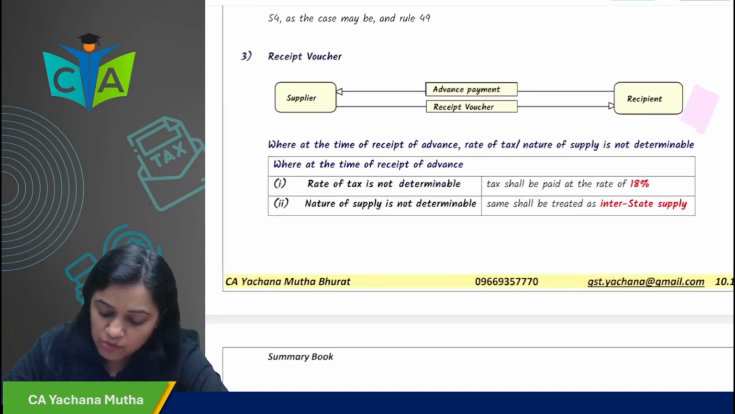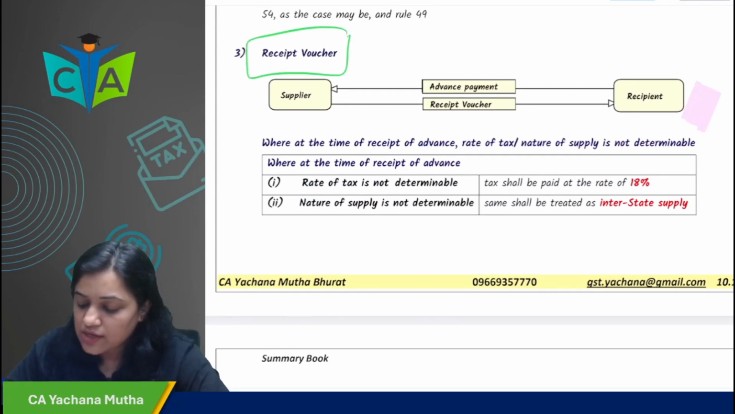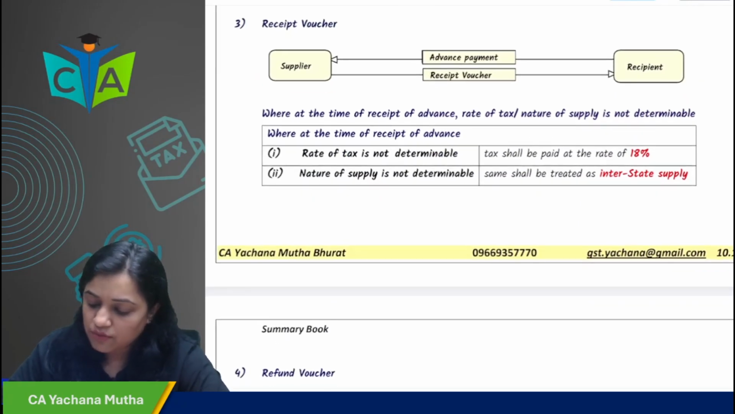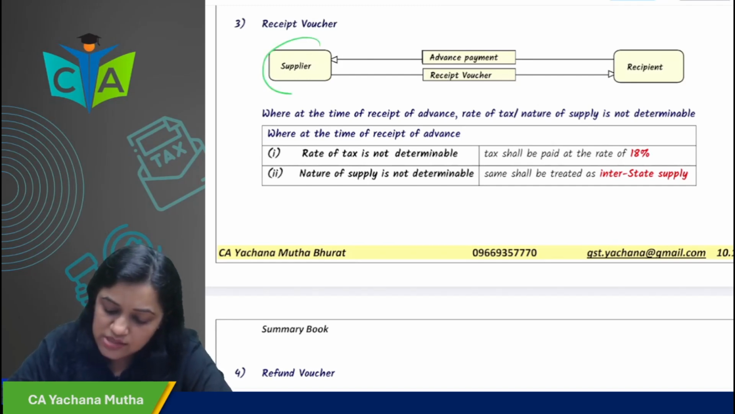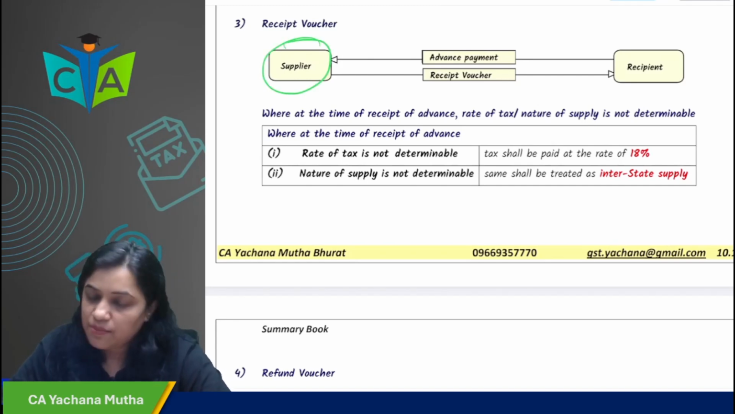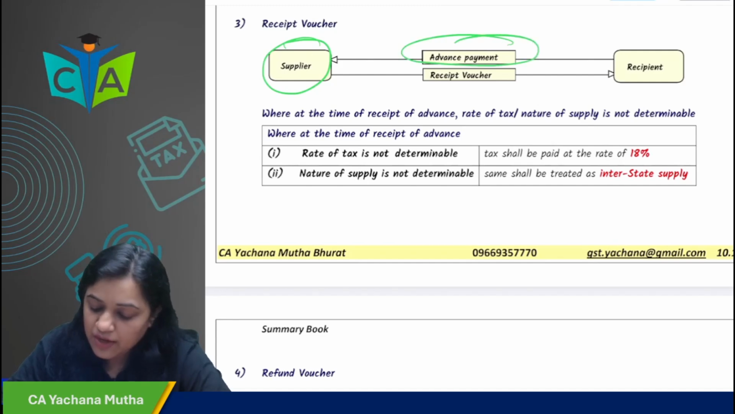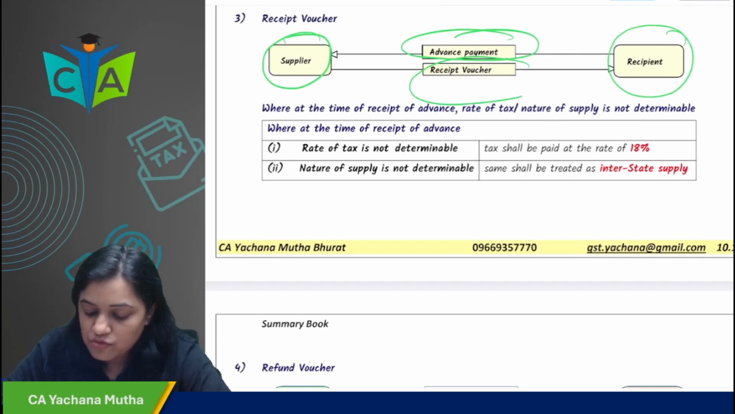Next is the receipt voucher. In case of a receipt voucher, if you are a supplier and you are getting advance payment from the recipient, then the document which we issue to the recipient is called a receipt voucher. So you are a supplier, advance payment has been received from the recipient, then receipt voucher is to be issued.